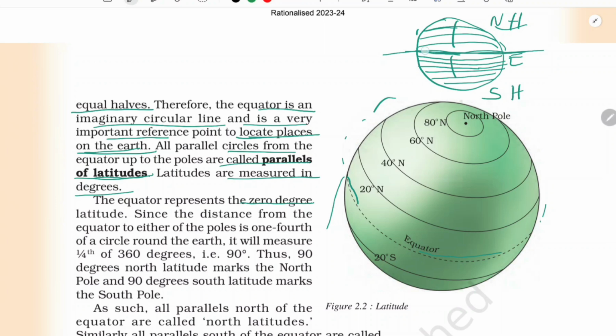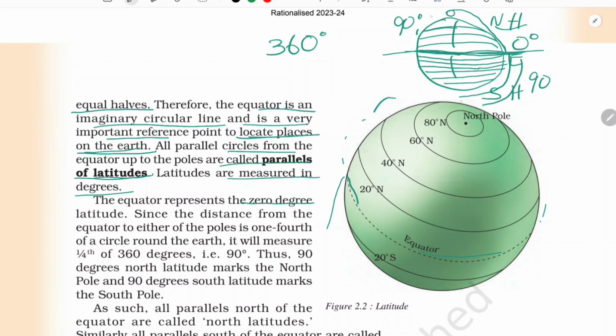This equator, the line in the middle which divides the earth into two parts, is 0 degrees. From the north pole to the equator it is 90 degrees, and from the equator to the south pole again it is 90 degrees. So total it is 180, isn't it? On the back side also 90, 90, 180. So total how much will it come? 360 degrees, isn't it?